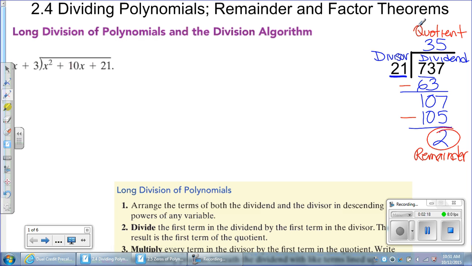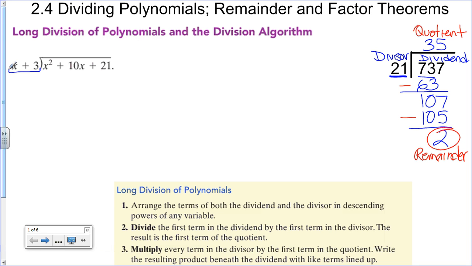Okay, so now we're going to follow the same steps to do the long division, and this is something that we did in Algebra 2. So here we notice that we have 2 terms in the divisor. Because of that, we'll have to take the first 2 terms of the dividend. But what we're only dividing is the first term of the dividend by the first term of the divisor.